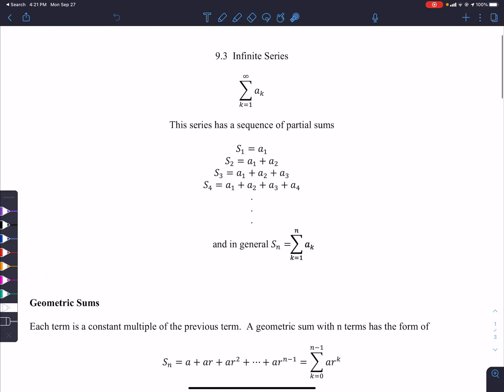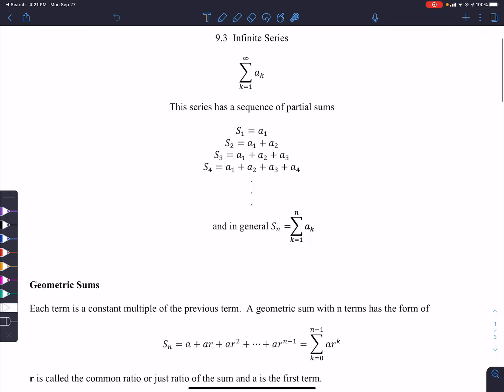This is section 9.3, infinite series. So what is an infinite series? Remember, series, you're adding up a bunch of things. So in an infinite series, you're adding up an infinite number of things. So you start with the first item and you go to infinity, so you're just going to keep on adding without an end.